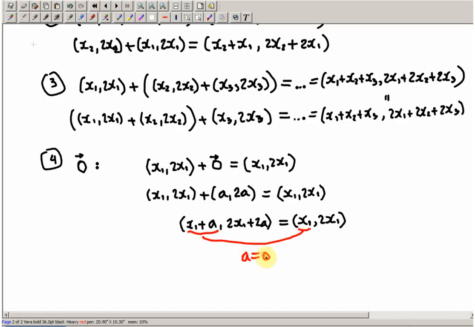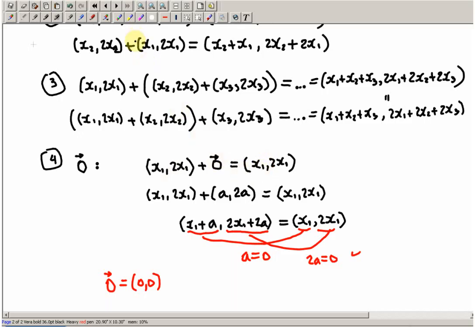Okay, let's look at the second coordinate and see if it's okay. Yeah, if I cancel 2x1 with 2x1, 2A is 0, so A is 0. So it looks like the 0 vector is 0, 0. Okay, we found it, and as you can see, if I add it to any vector in W, I get the vector back.